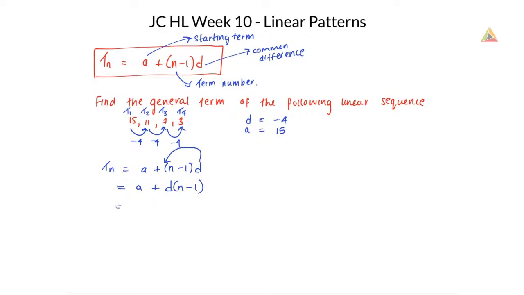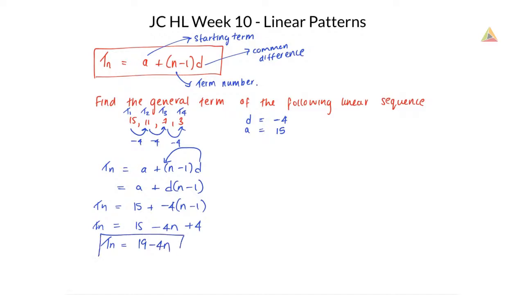So let's fill in what we have. We have a is 15 plus d is minus 4 by n minus 1. So let's expand that out. 15, now a plus and a minus give you a minus, so it's going to be minus 4 by n, which is minus 4n. And minus 4 by minus 1 is plus 4. So we can shorten it down now. Tn is equal to 15 plus 4 is 19, so it's going to be 19 minus 4n.